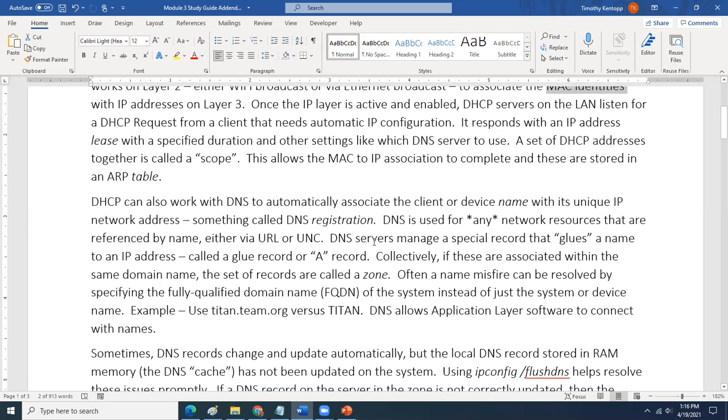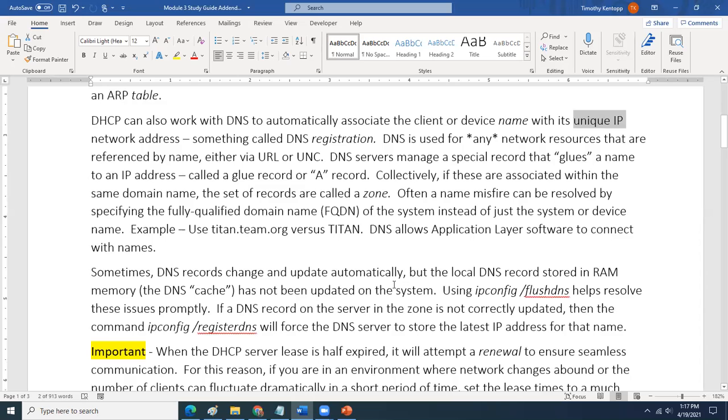And then if DHCP is set up properly, DNS picks up that IP address and says, oh, hey, here's the name of the system or client or device. And it associates the name with its unique IP address. And that allows you to work with named resources on a network. We're going to be talking quite a bit more about DNS and named resources and zones today.